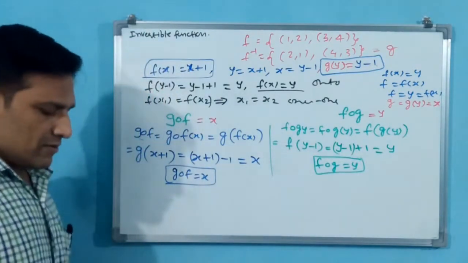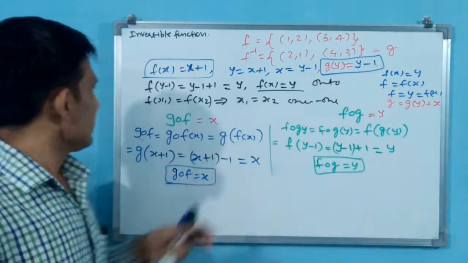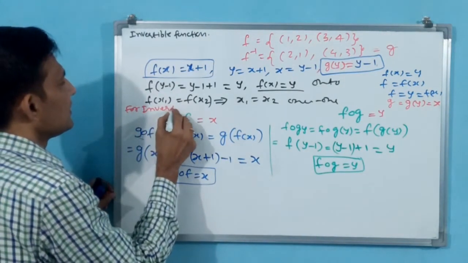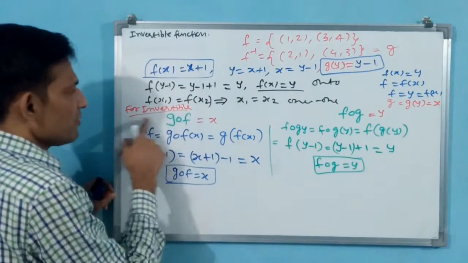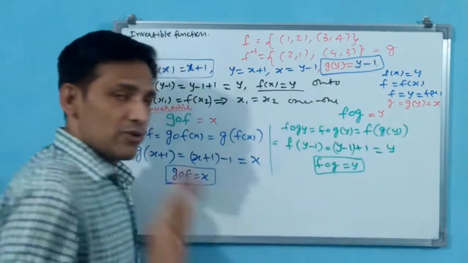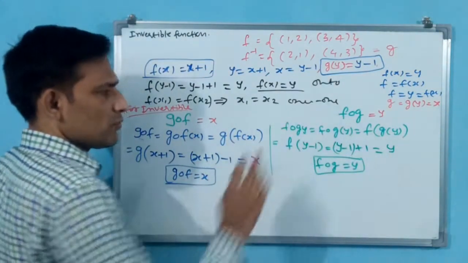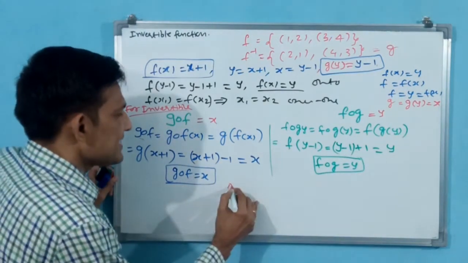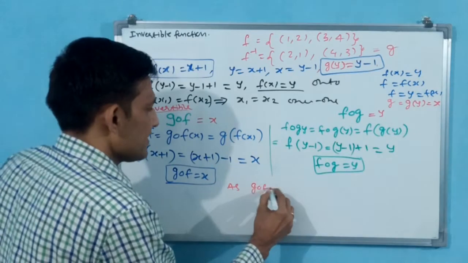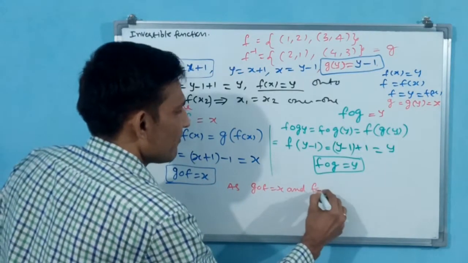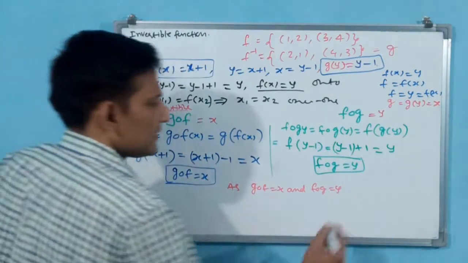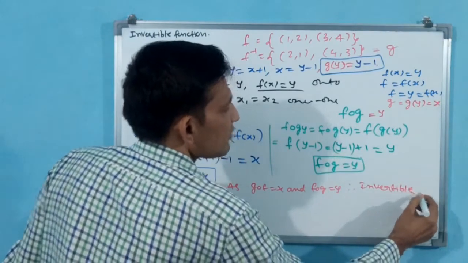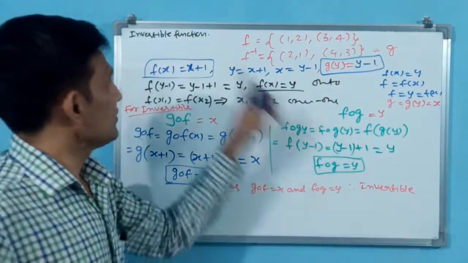Now, whatever they asked for, here you can write for invertible: GOF is equal to X and FOG is equal to Y should come. Now GOF is equal to X, FOG is equal to Y has come. Therefore, invertible. See, this function is invertible, like that you can write. I don't have space, that is why I have not written it. Therefore, this function is invertible.